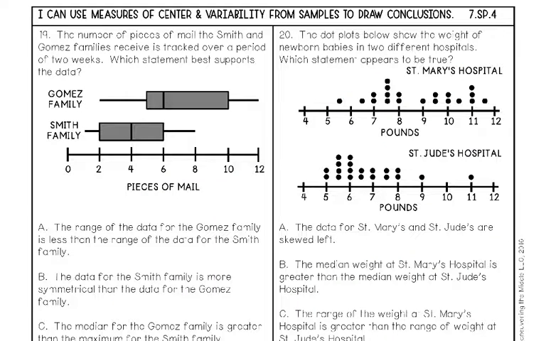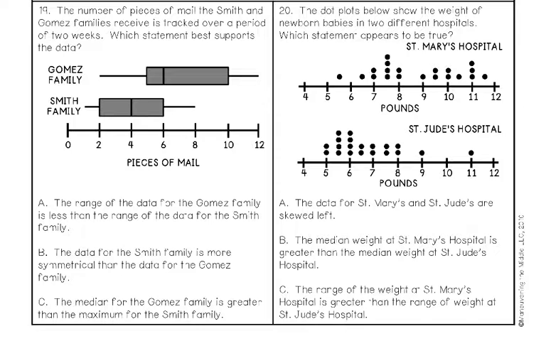For the last 2 questions, we're going to use measures of center and variability from samples to draw conclusions when we compare box plots, or in this case on 20, compare dot plots. So starting with number 19, we're looking for which statement best supports the data provided from the Gomez family box plot and the Smith family box plot for pieces of mail that we've analyzed. So we're going to look at each one of these in turn and decide if it's accurate or not.